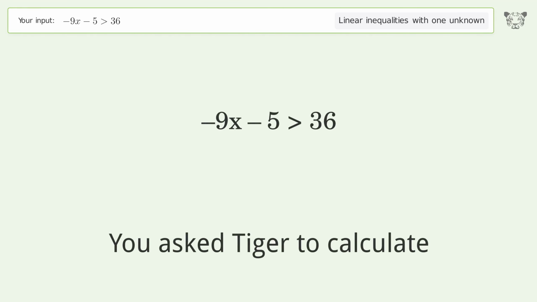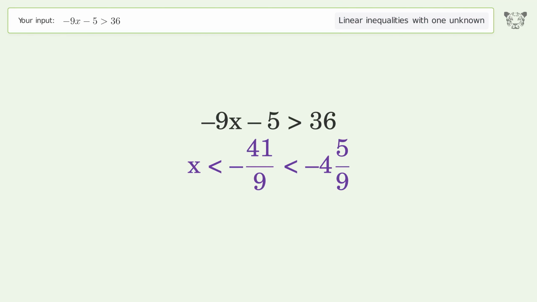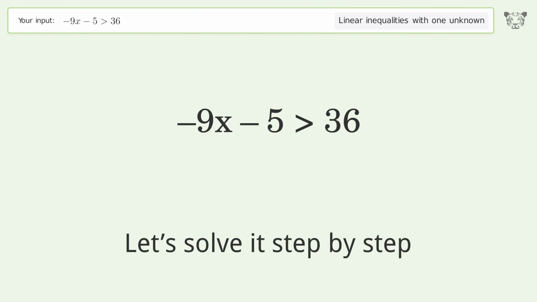You ask Tiger to calculate. This deals with linear inequalities with one unknown. The final result is x smaller than -41/9 smaller than -45/9. Let's solve it step by step.